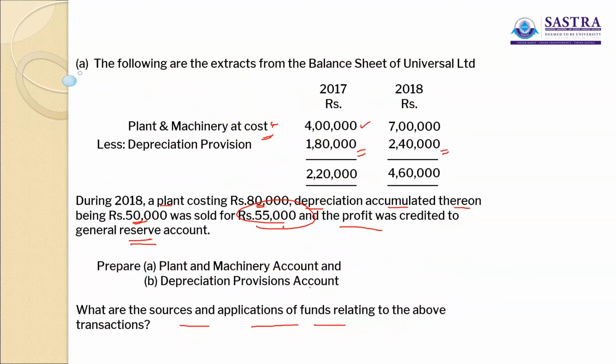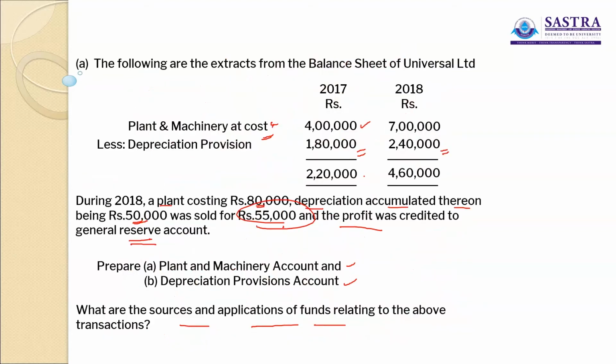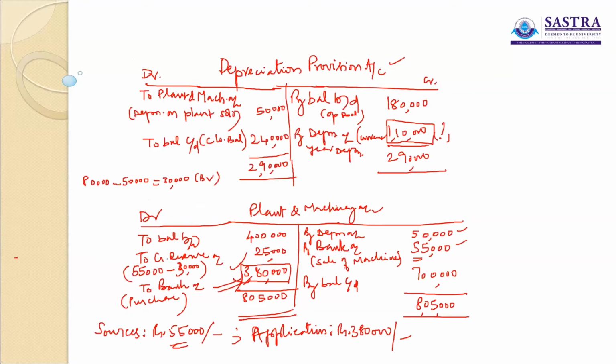Because the question asks you to prepare plant and machinery account and depreciation account. So this is depreciation account, this is plant and machinery account. And the second part of the question is you have to identify the items that would appear on the sources side and the application side of the fund flow statement. So the sale would appear on the sources side and purchases of additional asset, maybe machinery, would appear on the application side of the fund flow.